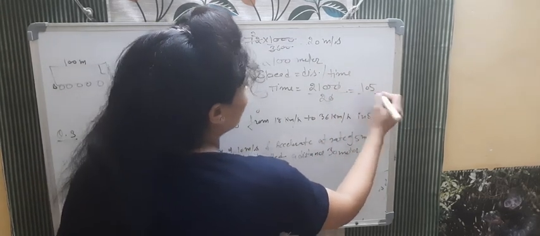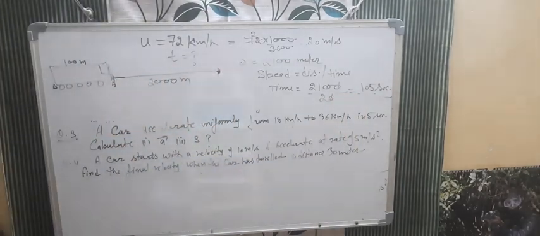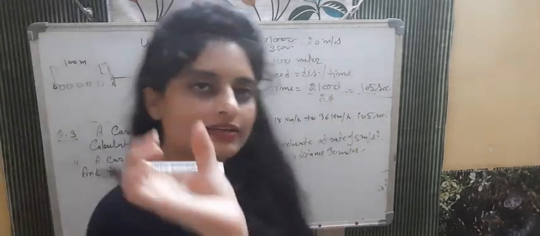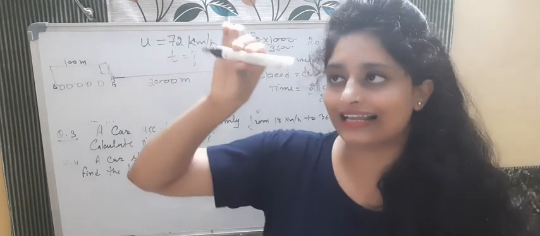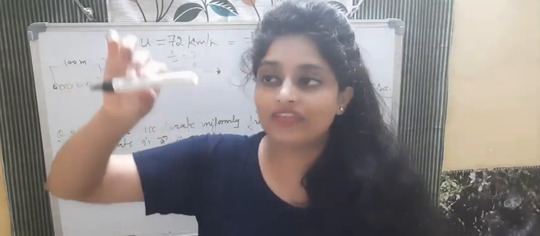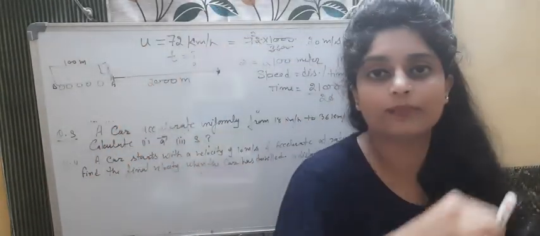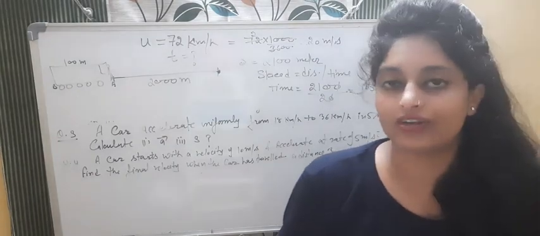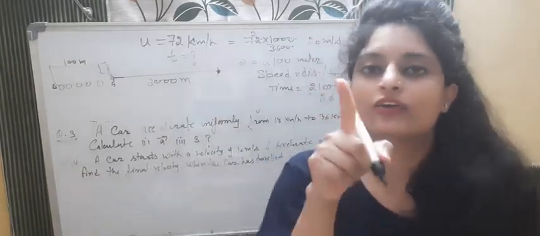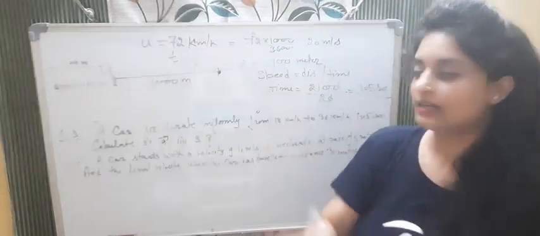So 105 seconds will be the answer. I hope you got this question. The question was easy. The tricky part was what? That the train's length is 100 meter and the bridge length is 2000 meter. When the train crosses this bridge completely, the distance covered by the train will be 2000 plus 100, so 2100 meter will be the distance.